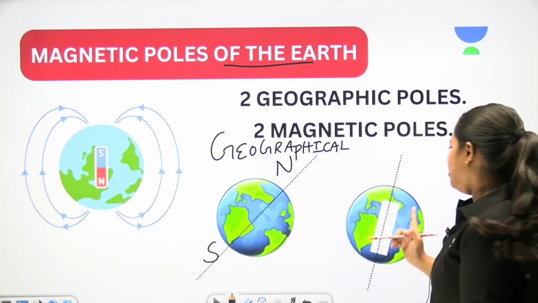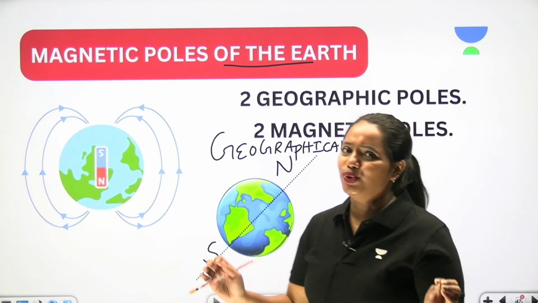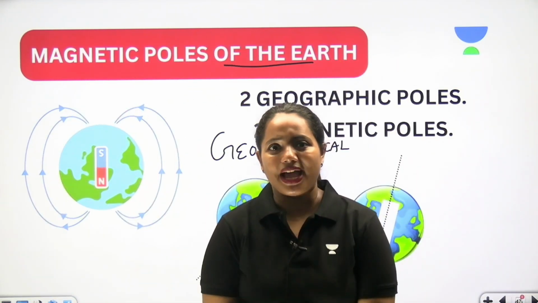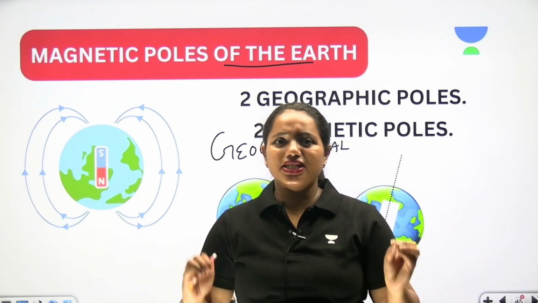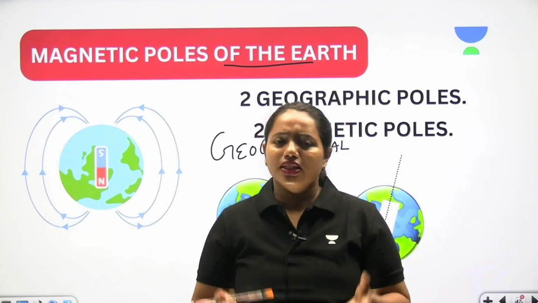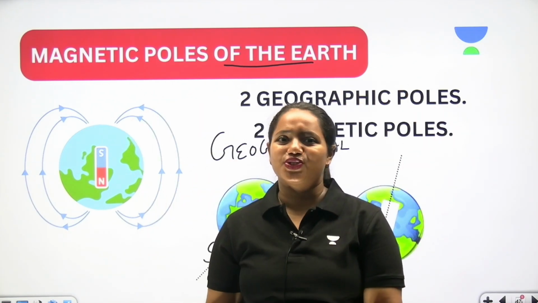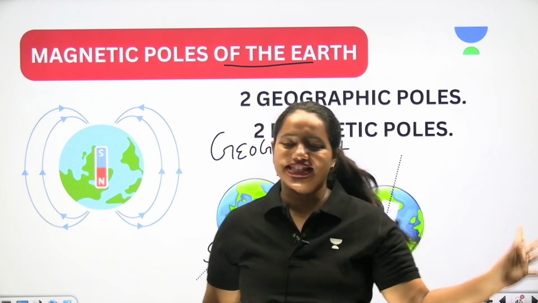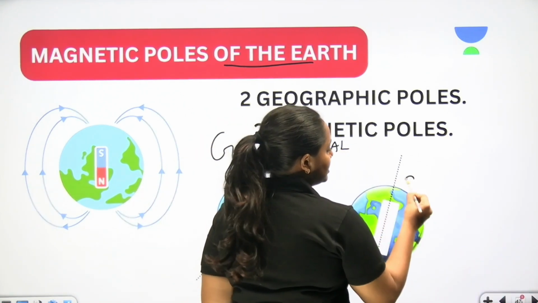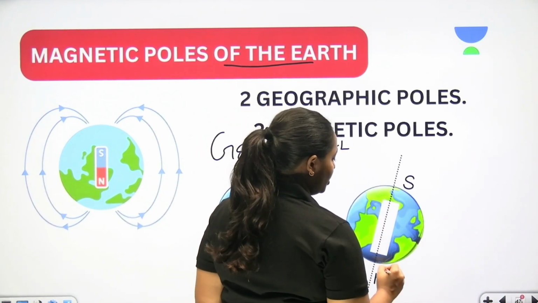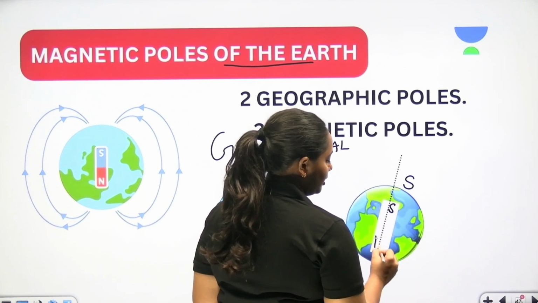Okay, and what about this one? I told you Earth itself is a giant magnet, correct? So if you consider Earth as a giant magnet, then this magnet also has two poles. Do you agree with it? Yes. And now you can see that this is the south and this is the north. I am representing here as well.